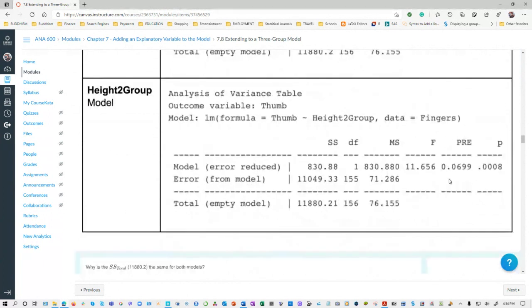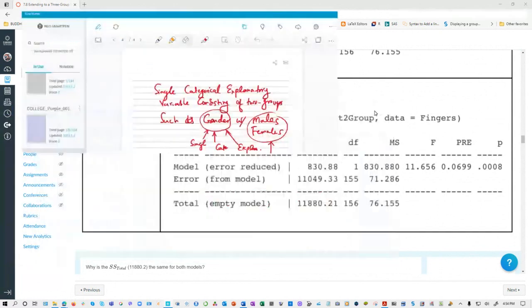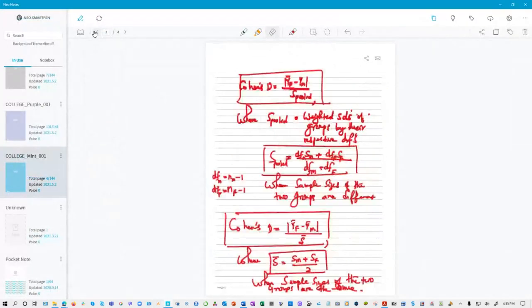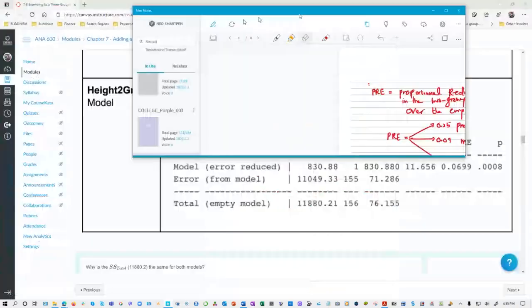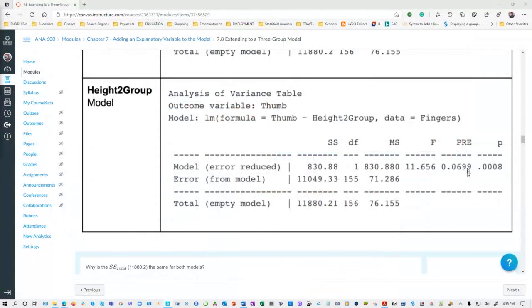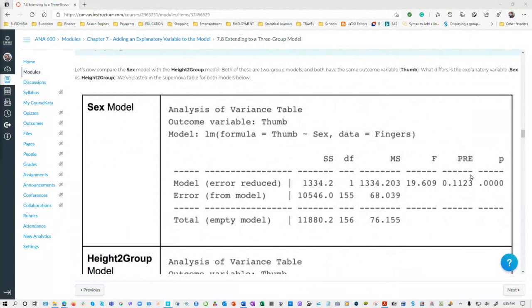Can you remember the cutoff values for PRE? By looking at the PRE, you can figure out whether it's going to be medium or large. More than 0.25 is a pretty large effect size. Between 0.25 and 0.09 is a medium effect size. Between 0.09 and 0.01 is a small effect size. So this PRE of 0.06 means a small effect size. Here it is more than 0.09, therefore it's a medium effect size.